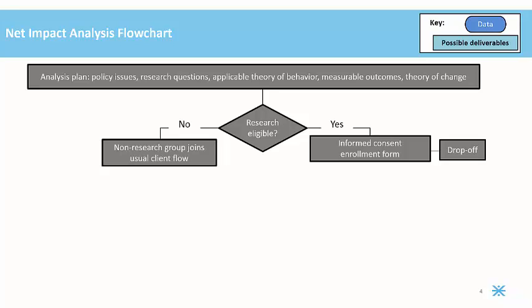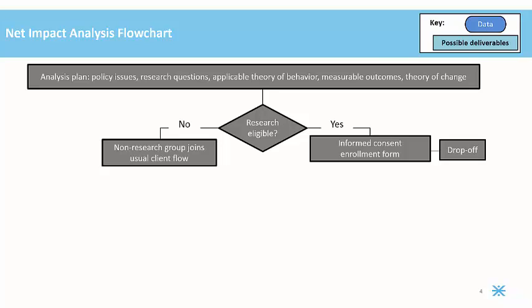On the no arm of that diamond, you see that a non-research group could become part of the usual client flow, while people eligible for the research would complete informed consent documents and enrollment forms. Notice that there's a drop-off that will take place at this stage. Sometimes this drop-off is intentional. I'll say a little bit more about that in a moment.